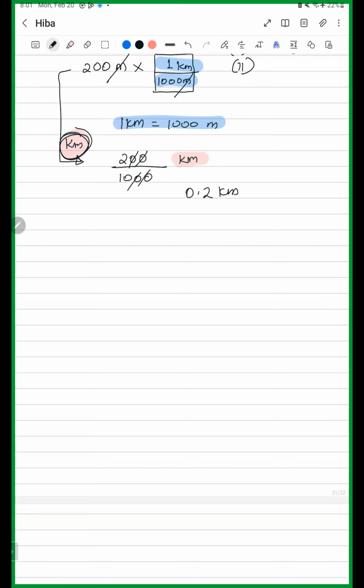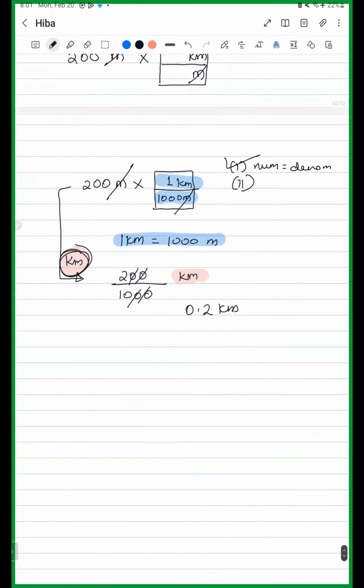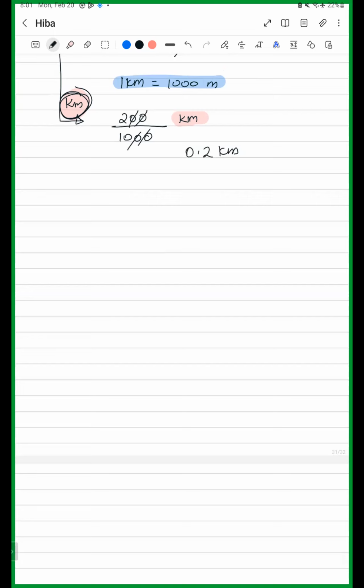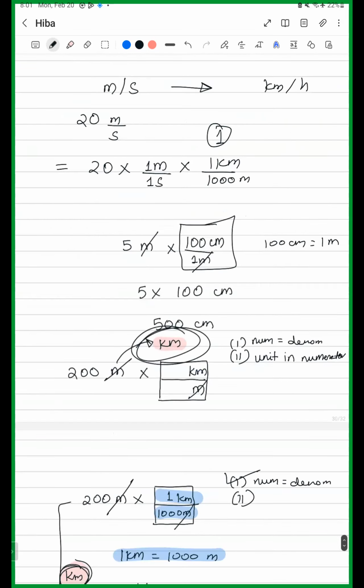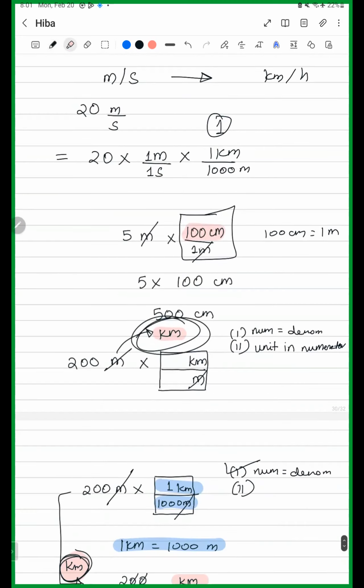Okay. Now, can you tell why we are only doing it by 1000? Children, 1 kilometer is equal to how many meters? 1000. That is why we're doing 1000. When we were talking about centimeters, here we wrote 100 centimeters, right? Because 1 meter is equal to 100 centimeters.